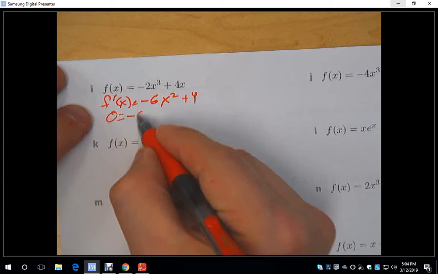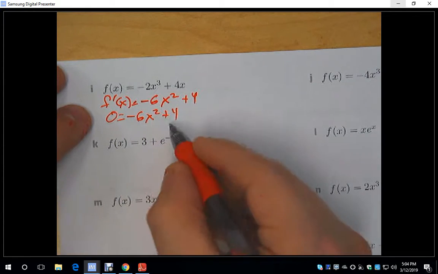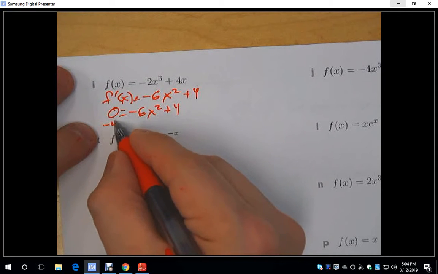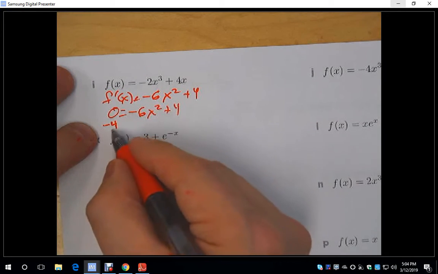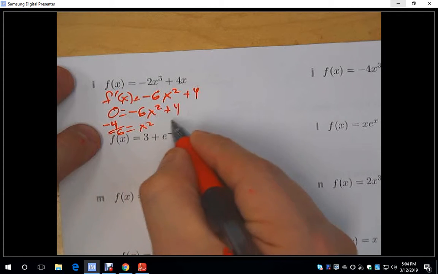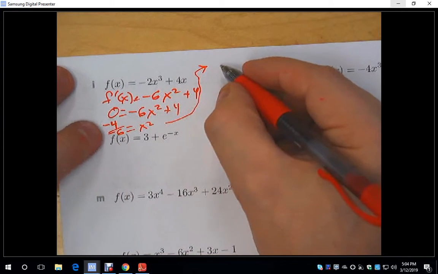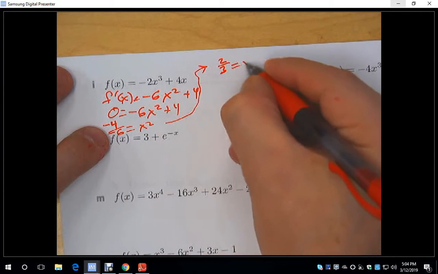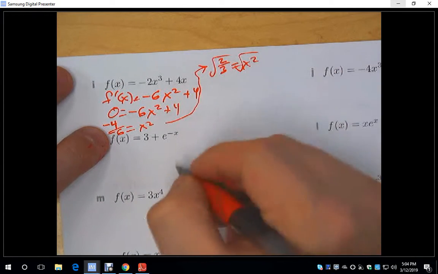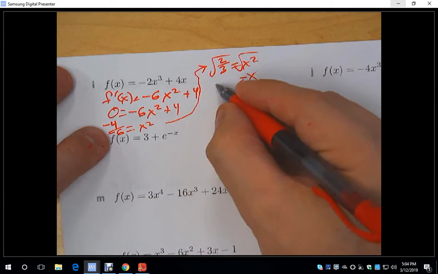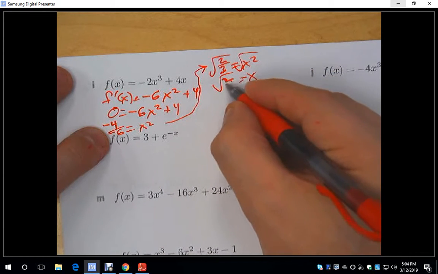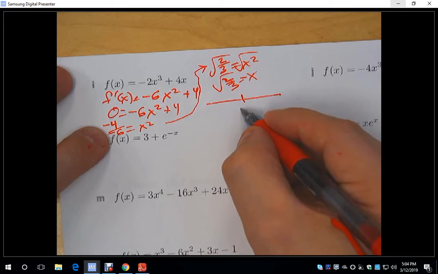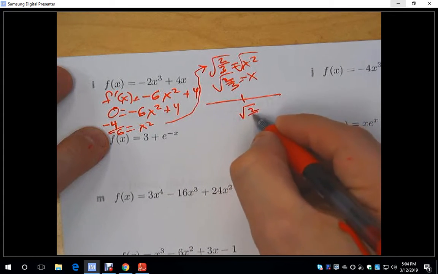So 0 equals negative 6x squared plus 4. We're going to subtract 4 from both sides. So that's going to give us negative 4. And then we're going to divide by negative 6. So that gives me negative 6 equals x squared. That's going to give me positive 2/3 equals x squared. And then we take the square root of both sides. So I get x equals the square root of 2/3. So my stationary point is going to be at the square root of 2/3.